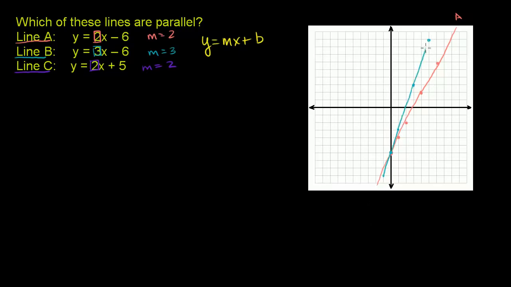It has a steeper slope. And you see that when x increases, this blue line increases by more in the y direction. So that is line B. And notice they do intersect. There's definitely not two parallel lines. And then finally, let's look at line C.